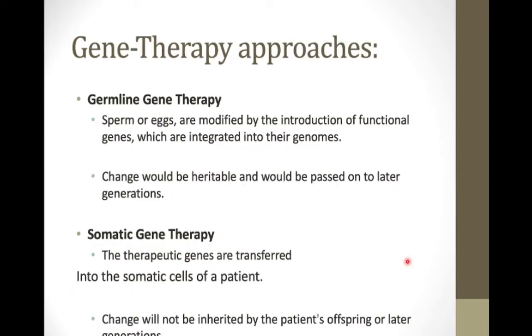Now, there are a number of gene therapy approaches. So we have germline gene therapy. This is where they use sperm or eggs, which are modified by the introduction of functional genes, which are then integrated into their genomes. What happens here is they would change the heritable and it would be passed on to later generations. Somatic gene therapy is where therapeutic genes are transferred into the somatic cells of a patient, and the change will not be inherited by the patient's offspring or later generations.